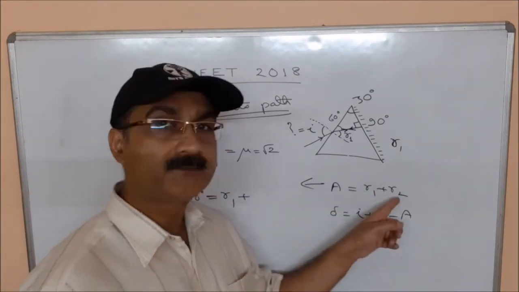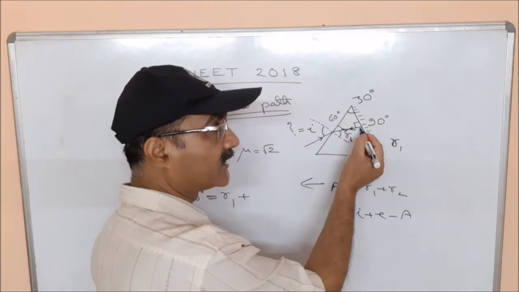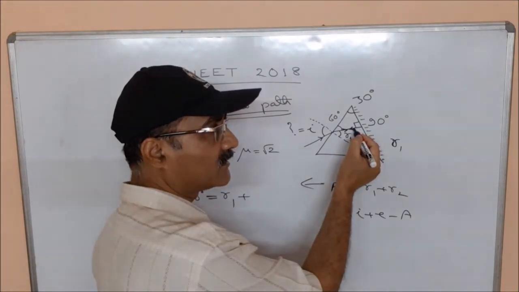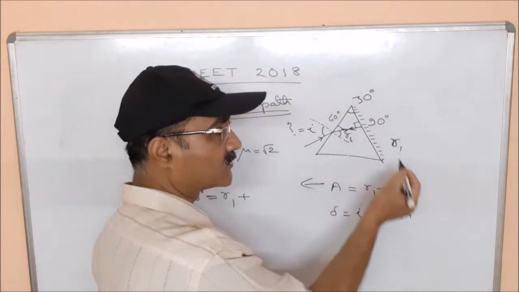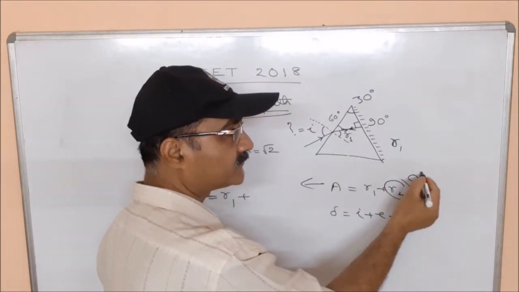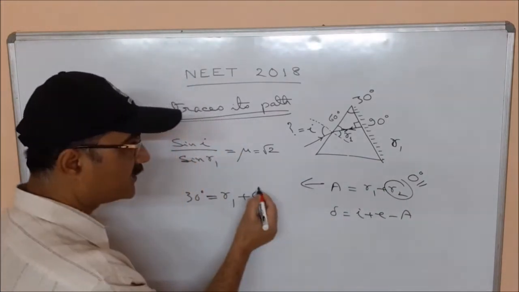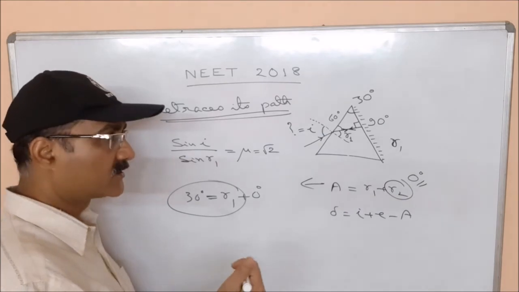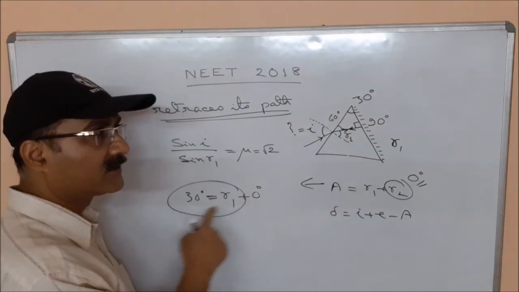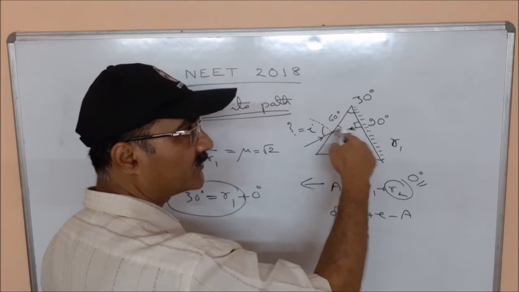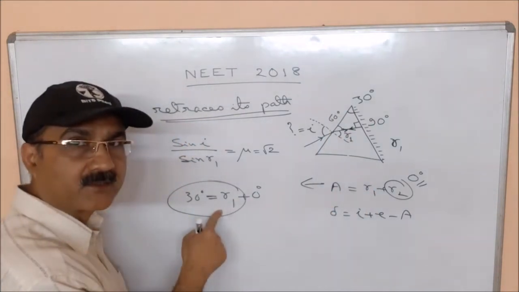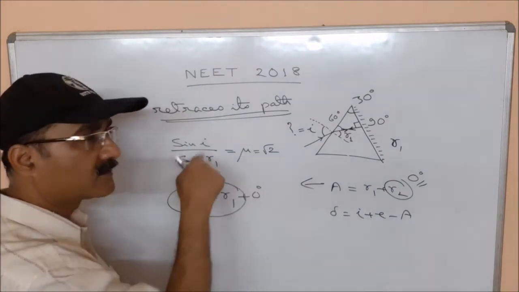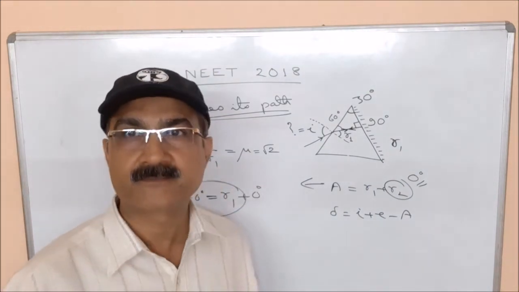What was R2? R2 was the angle here. Since this is incident at 90 degree here, R2 will be 0. Since R2 is 0 degree, R1 is equal to 30 degree. So this is another way of finding R1. One way is from geometry, another way is from this formula. Once you get R1, put it here, calculate it, you will get I to be 45 degree.